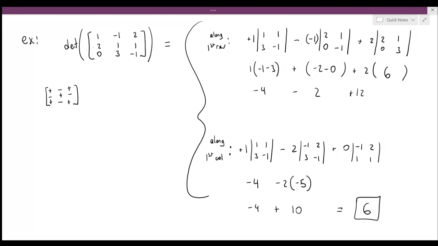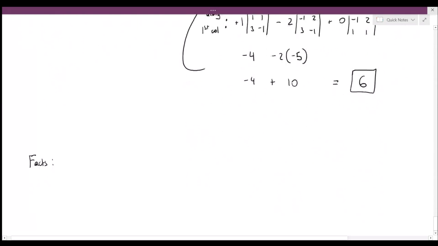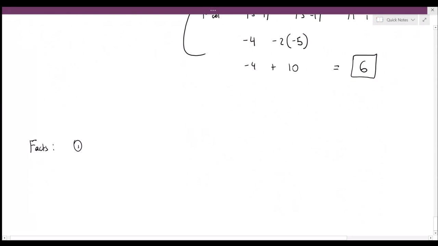Okay, so I'm going to mention a couple of things right now. Just a few facts. The first fact I want to note is that the determinant of a triangular matrix is equal to the product of its diagonal entries.